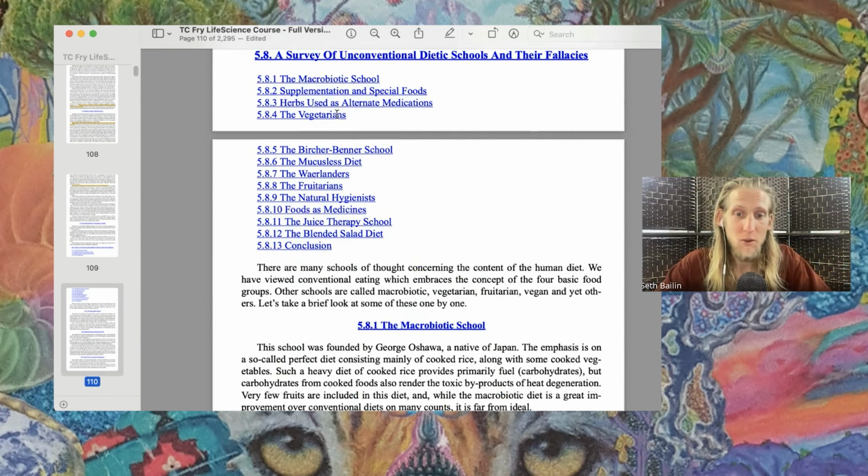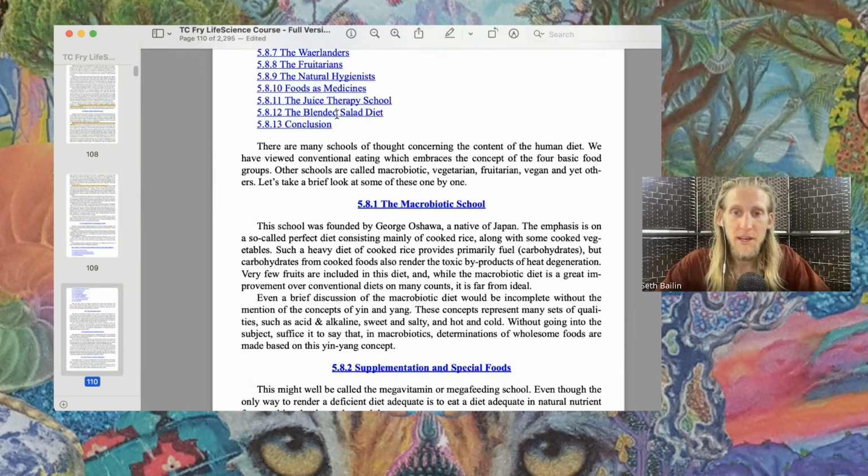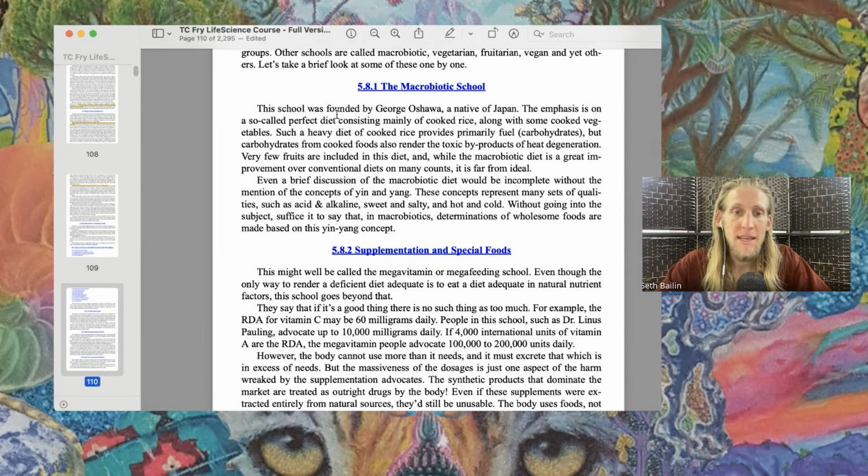Now, in 5.8, they go through the survey basically of different dietetic schools and their fallacies. So the macrobiotic school, what is that? A little bit of history. It's very much focused on cooked vegetables and the yin-yang concept, which is found in Asian cultures. Yin-yang, hot and cold, salty, sweet, polarities like that. But food is not very binary, is it?